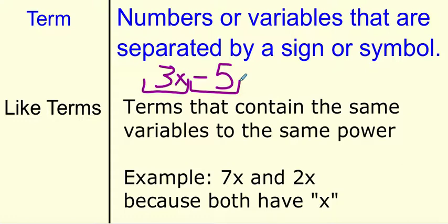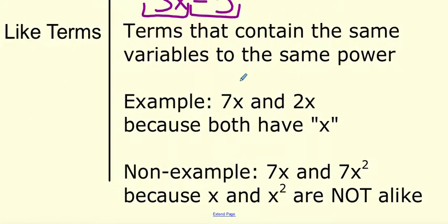Like terms. Like terms are terms that have similar variables. The variables have to have the same power. If I skip down to the non-example, 7x is different than 7x squared because the variables are not the same. It would be like comparing a Sharpie marker and a whiteboard marker. They have two different purposes, two different functions. I cannot have one Sharpie and one whiteboard marker and tell someone that I have two Sharpie markers. They're not the same. Just as if I had an x and an x squared, I could not tell someone that I had two x squareds or two x's because they're two separate things.